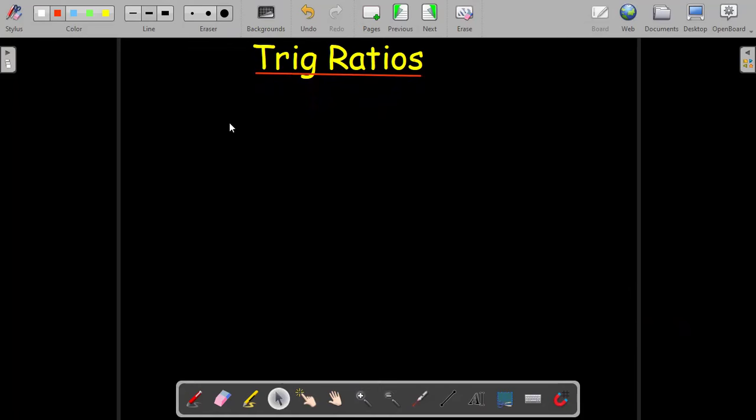When we have the trig ratios, there's something that really helps us to work around them. And the word is SOHCAH. So the word is SOHCAH.